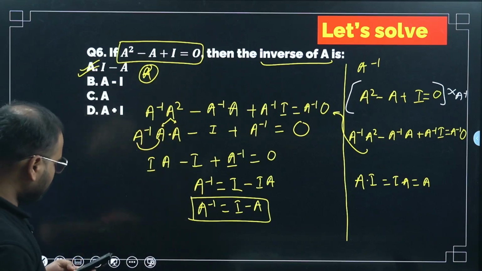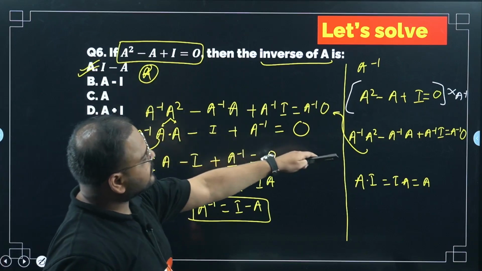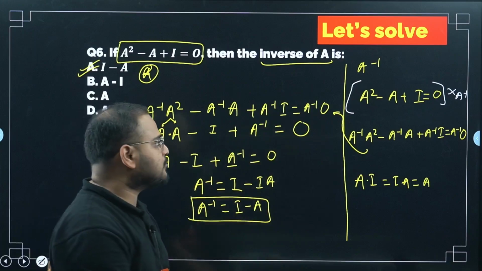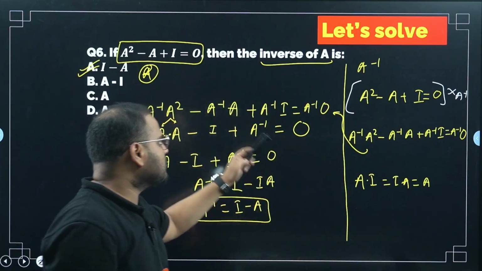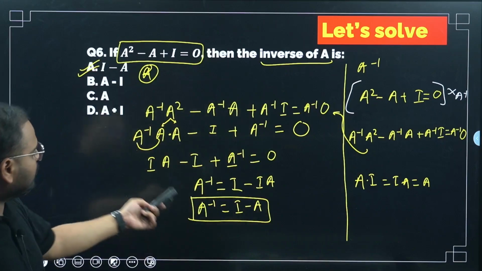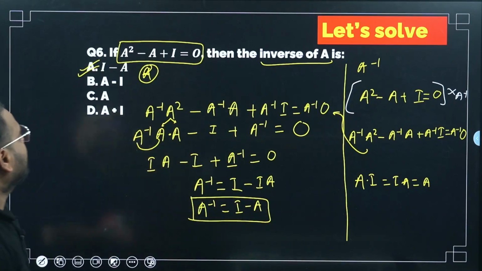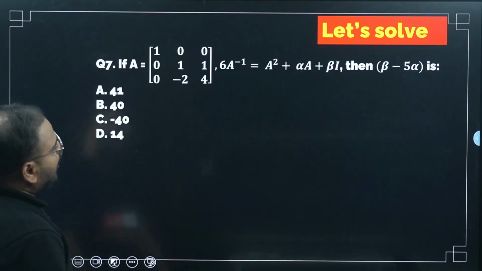Simple question. What did we do? We took the expression where A inverse was not there. We multiplied on both sides and then simplified it, using the rules of inverse to get our result as I minus A. Moving on.